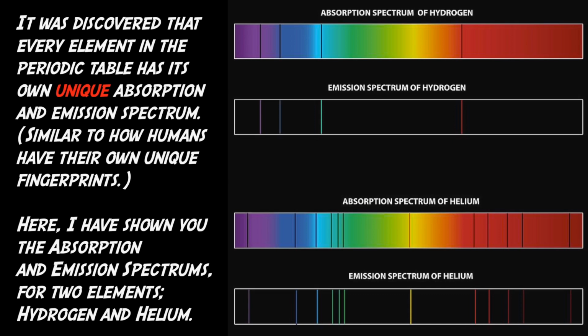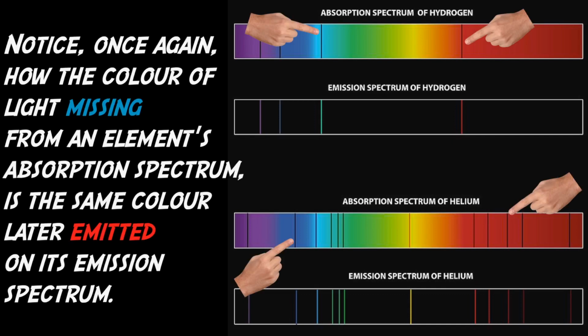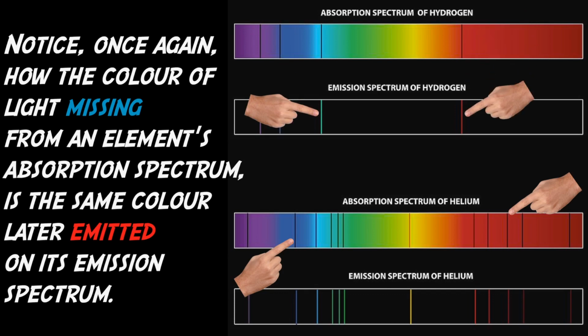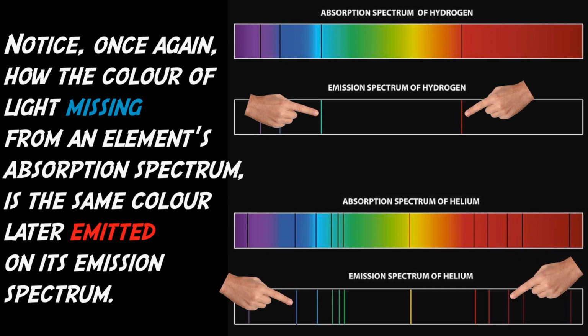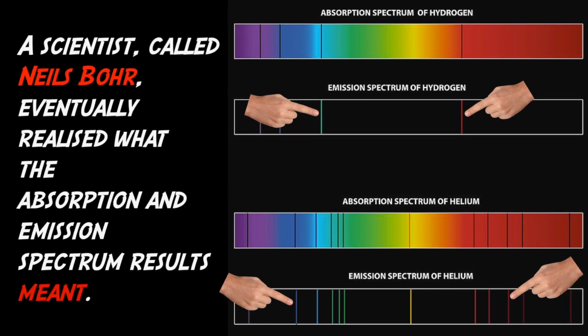Here, I have shown you the absorption and emission spectrums for 2 elements, hydrogen and helium. Notice once again how the colour of light missing from an element's absorption spectrum is the same colour later emitted on its emission spectrum. A scientist called Niels Bohr eventually realised what the absorption and emission spectrum results meant.